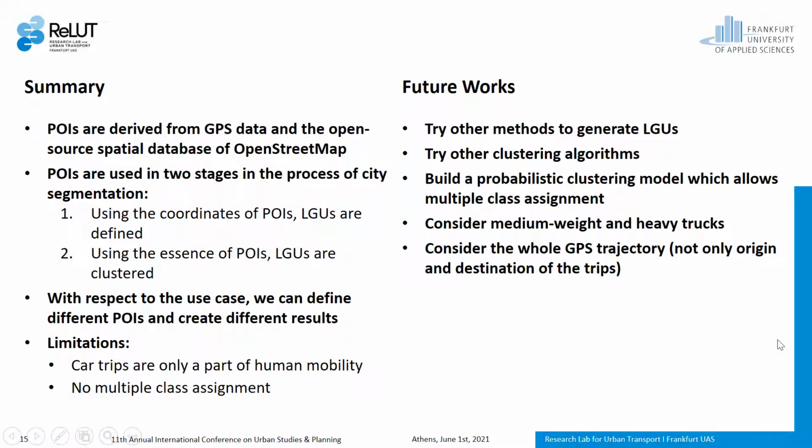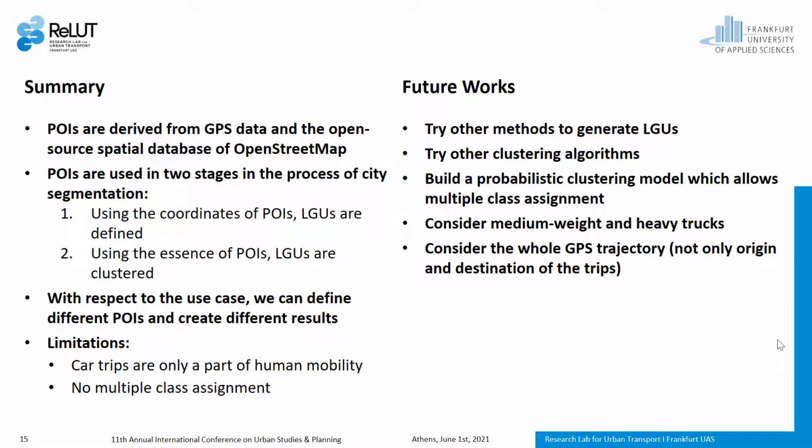Well, as a summary, I want to wrap up the crucial points. We use 2 data sources. POIs are derived from GPS data and the open source spatial database of OpenStreetMap. They are used in 2 stages in the process of city segmentation. In the first step, using the only location of POIs, LGUs are defined. In the next step, using the essence of POIs, LGUs are clustered.